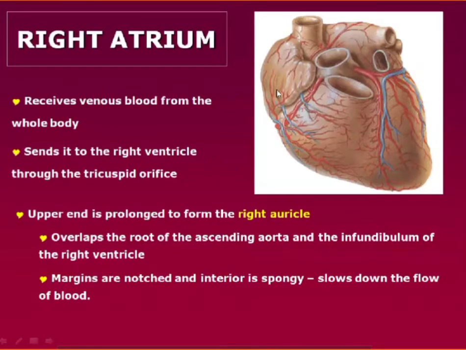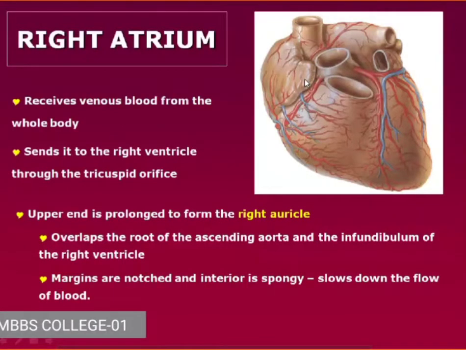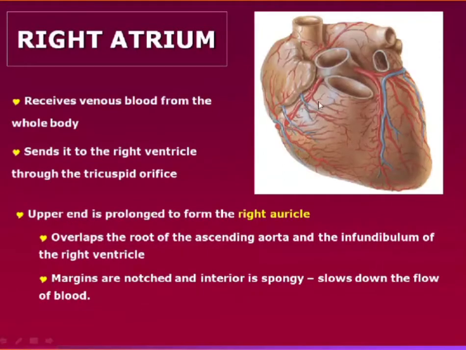Yesterday someone asked whether the auricle and the atrium are the same. No, auricle is different and atrium is different. Auricle is a prolongation of the atrium. So the right atrium is prolonged anteriorly to form the right auricle. This is about the external features of the right atrium, and this carries 5 marks.